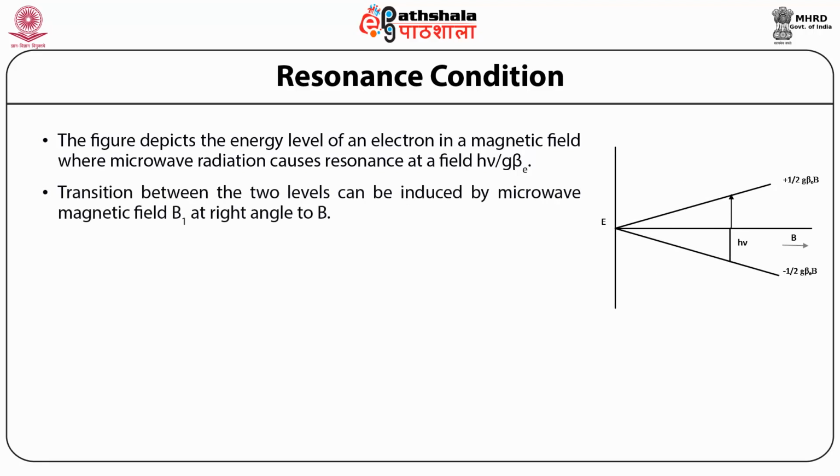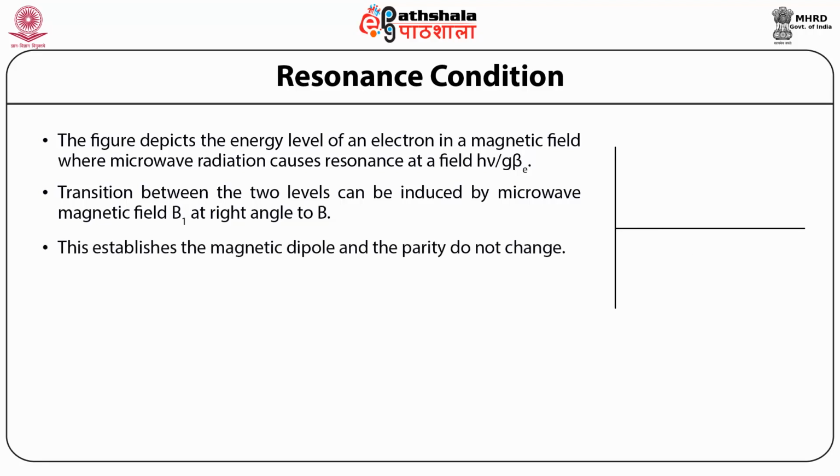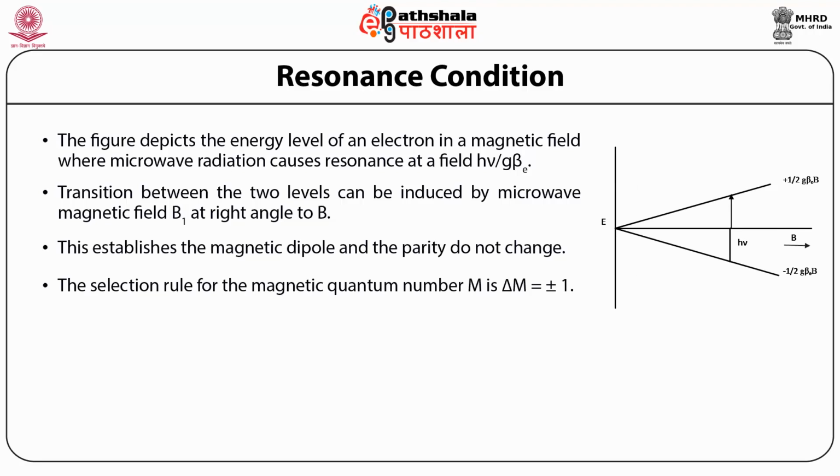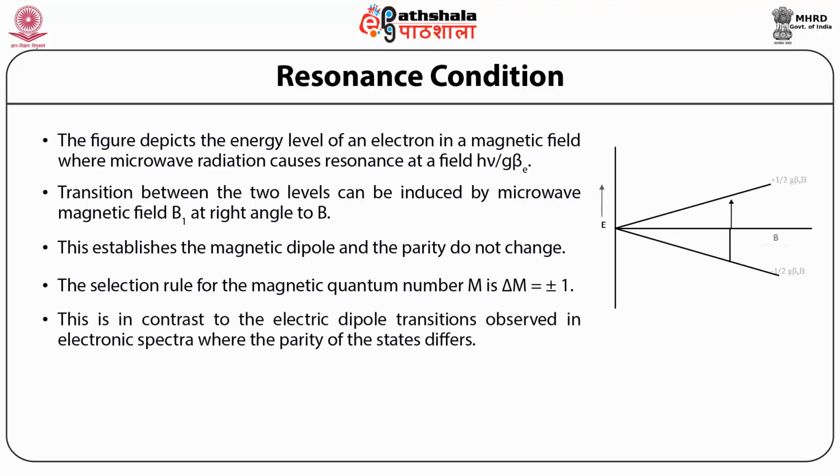Transition between the two levels can be induced by a microwave magnetic field, say B1, at right angle to B. This establishes the magnetic dipole, and the parity does not change. The selection rule for the magnetic quantum number m is delta m equals plus minus 1. This is in contrast to the electric dipole transitions observed in electronic spectra, where the parity of the states differs.